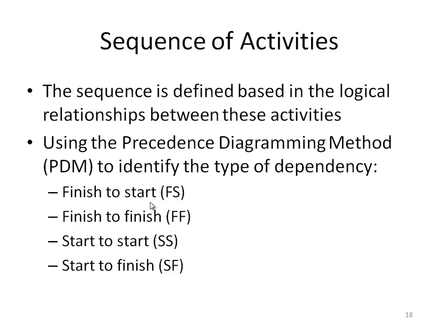One other important thing that we need to manage in time management or in the schedule is the sequence of activities. So after defining the task duration, we need to define the sequence of activities, which can be defined based on the logical relationship between the activities. For example, in constructing a house, you cannot install the drywall before the framing process. Then we need to use the precedence diagramming method to identify the type of dependency.